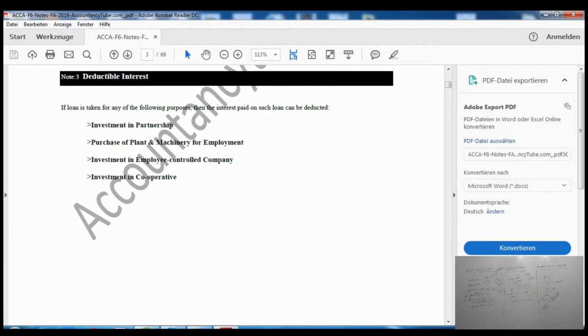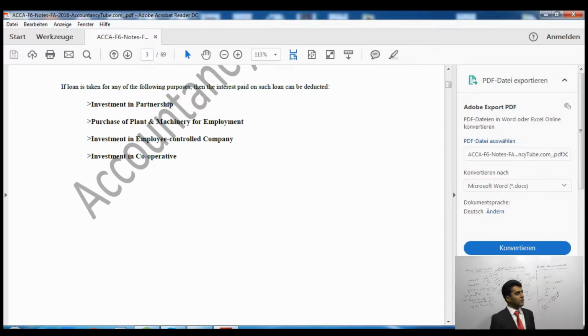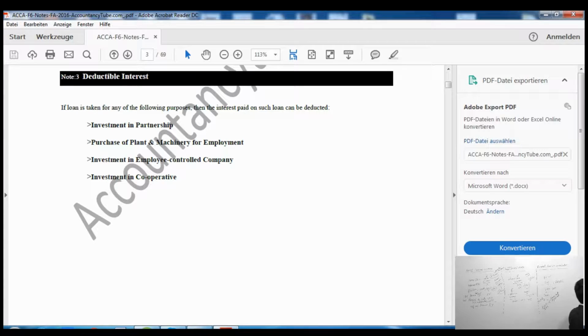Then comes the deductible interest. I told you what the deductible interest is. Interest is always paid on a loan. So if I take a loan, I will have to pay interest on that. Now, if I take a loan and use that loan for some specific reasons, whatever interest I pay on that loan will be deducted from my income. So that is known as deductible interest. So what are those purposes?